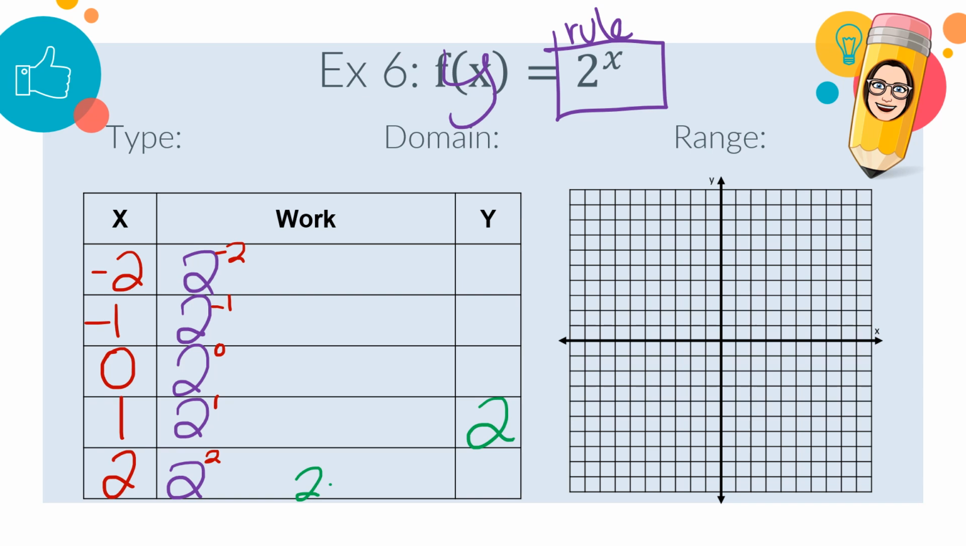2 squared means 2 times 2, which is 4. 2 to the 0, please type that in your calculator. 2 to the 0. If you type that in, you get 1. Now, you don't have to have that rule memorized yet. We'll do that later. For now, you got to use your calculator. And guess what? If you type in 2 to the negative first in your calculator, we get 1/2 or 0.5.